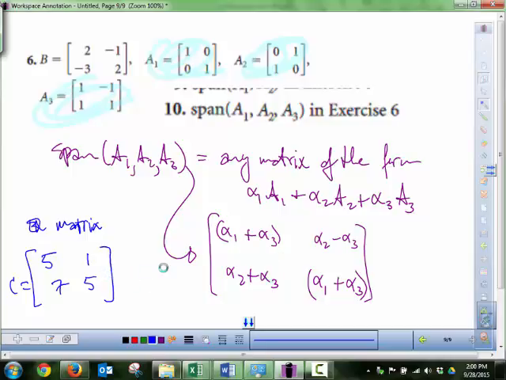Instead of B, which is what we found in the last one, B is in the span of this, which means we can find alpha 1, alpha 2, and alpha 3 that would make this fit. I could do the same thing for C, with different alphas, that would write this as a linear combination of A1, A2, and A3. So that's what it means to be in a span.